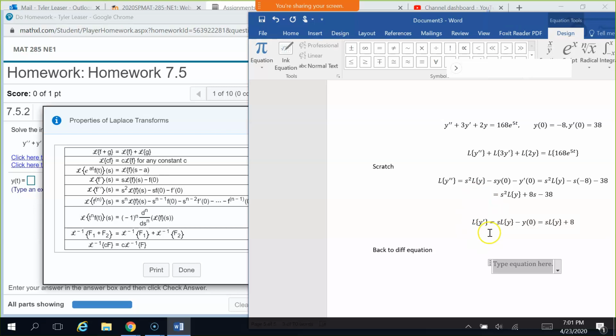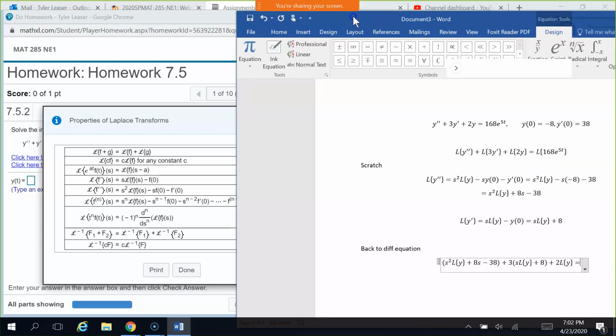Now that we've done all the scratch paper stuff, we can go back to our differential equation. First thing that we have is the Laplace of the second derivative, which we wrote down here. So that's going to be s squared, the Laplace of the function, plus 8s minus 38. That's going to be plus 3 times the Laplace of the first derivative, which is s Laplace of the function plus 8. That's going to be plus 2 times the Laplace of just the function y.